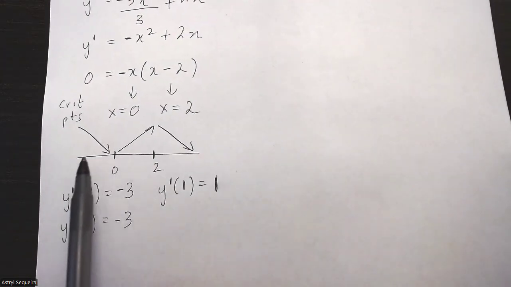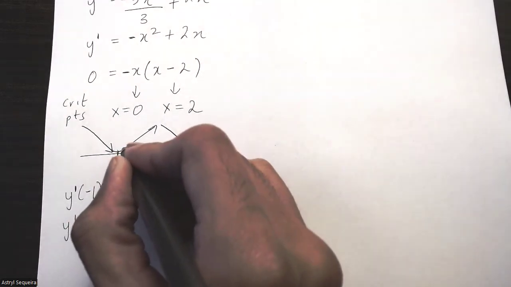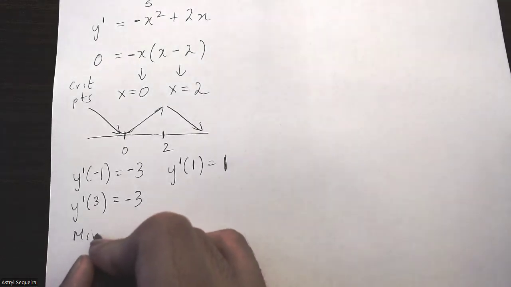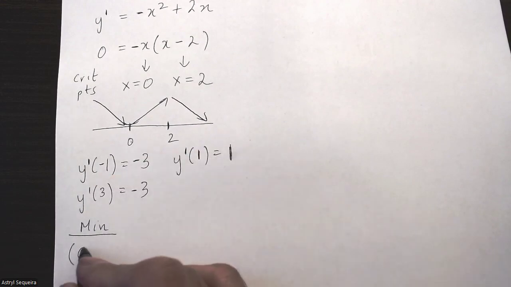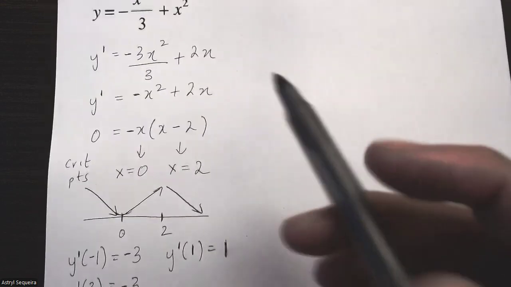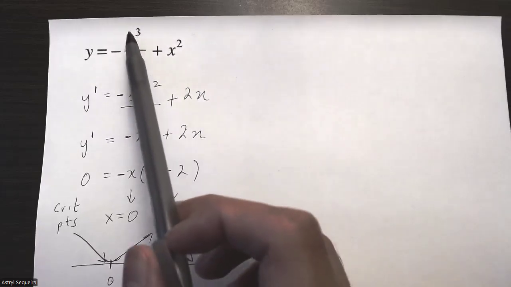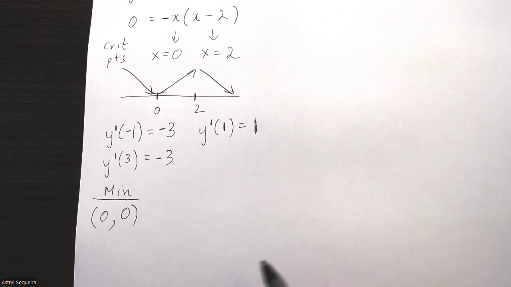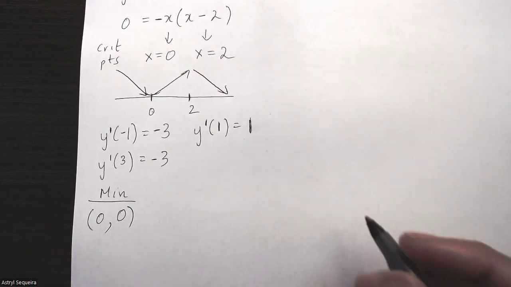So now I can classify my critical points using this number line. If I connect these two here, you can tell that this is a minimum. So we have a minimum and the x value is 0. To find the y value, I'll sub the x value back into the original equation. If I sub in 0 into this, I'll get 0 plus 0, which is the y value of 0. So my local or relative minimum is just 0, 0.